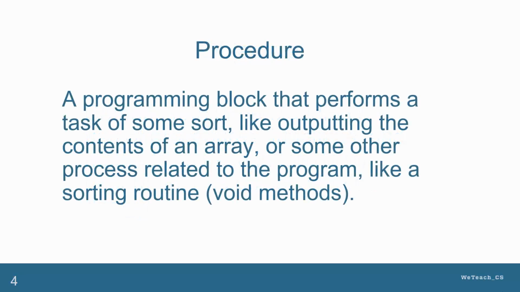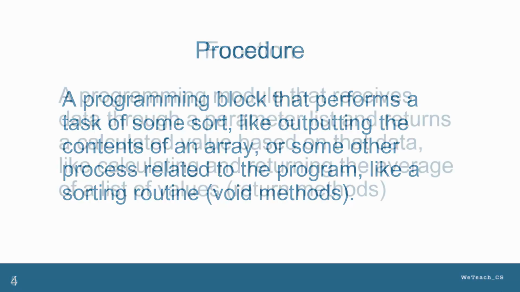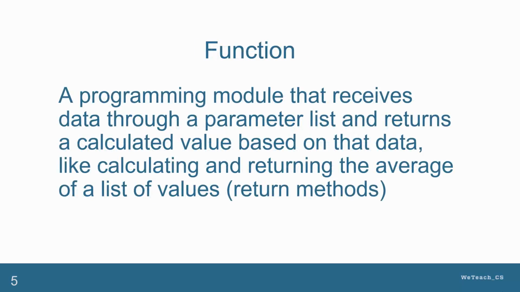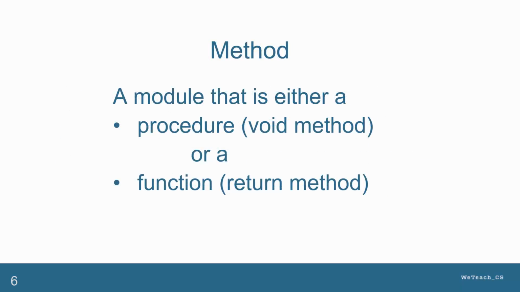Some languages use the word procedure to indicate a block of code that performs some kind of task, like outputting an array of integers or sorting the elements in a data collection. The term function often indicates a module that does a calculation and returns a value. The term method is used in some current languages to refer to both of these, where a void method indicates a procedure and a return method indicates a function. This is how these modules will be indicated in all of the pseudocode examples for these lessons, as well as those on the certification test.